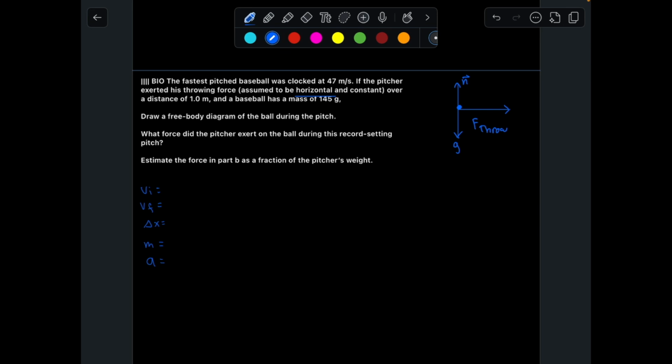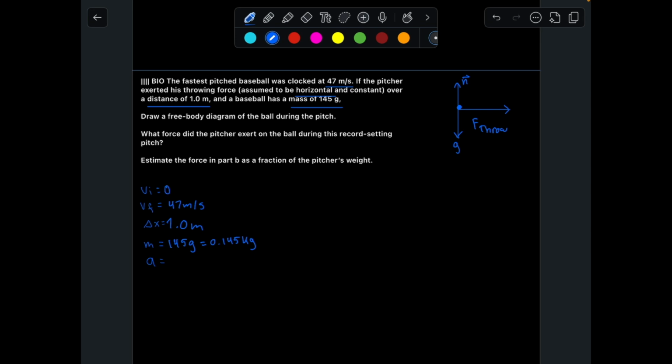And we'll actually note that as the force of the throw. Secondly, it's going to ask us to calculate the force, and so we have a few important variables that we have to work with. We're given a velocity of 47 meters per second. We have a distance of 1 meter. We'll write that right here as 1 meter. And then we also have a mass of 145 grams. We don't usually work in grams. I'm actually just going to convert that to kilograms just by moving the decimal place a little bit. 0.145 kilograms. Now, we're also going to assume that the initial velocity is 0.